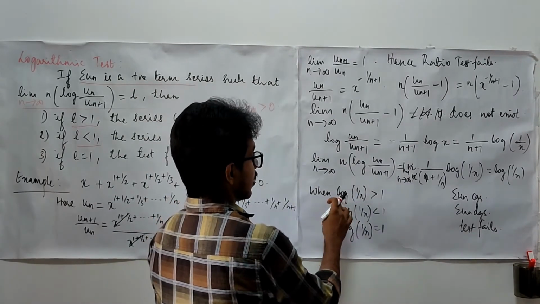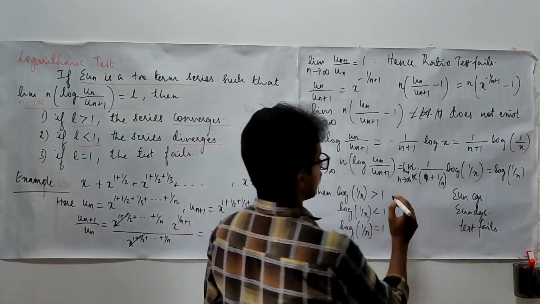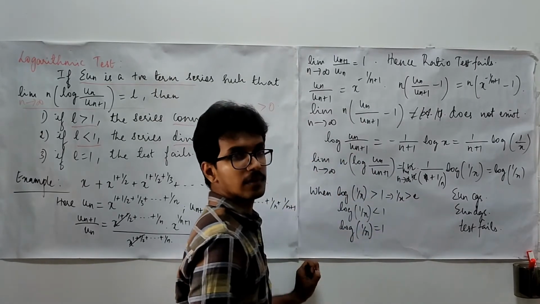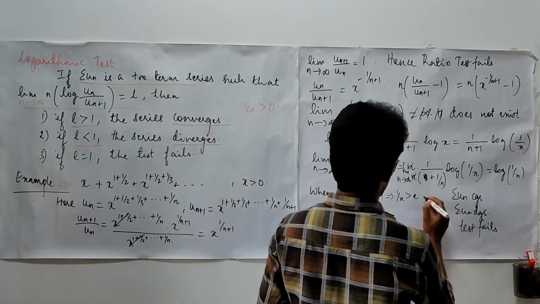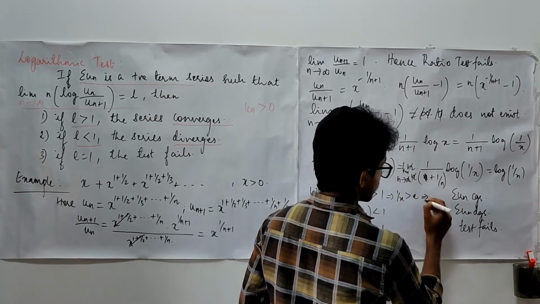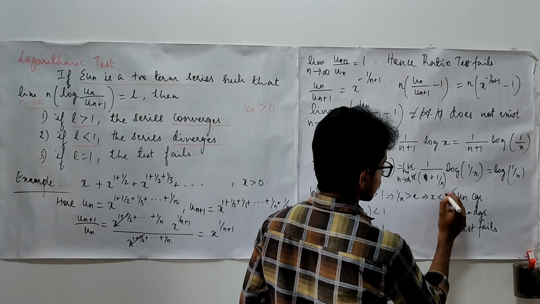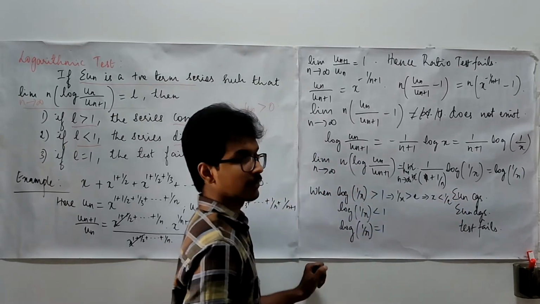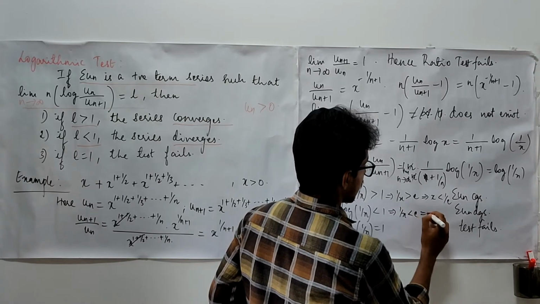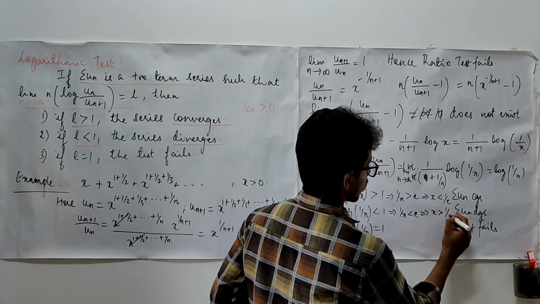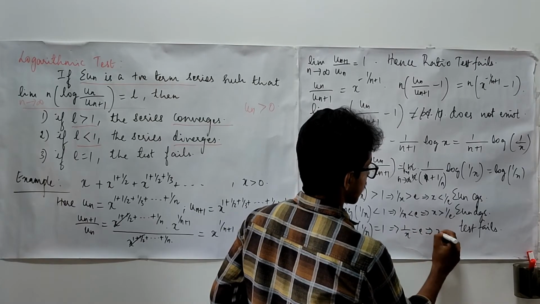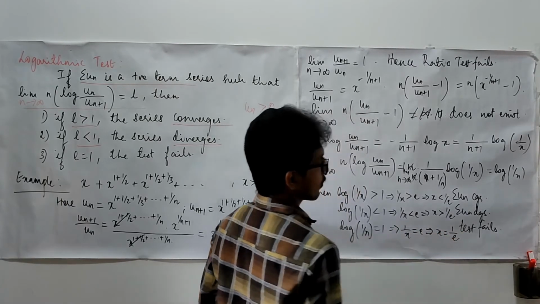Here, log 1 upon x bigger than 1 means what? 1 upon x bigger than e. When you take reciprocal, what are you going to get? Your x must be smaller than 1 upon e. Similarly, this gives you 1 upon x smaller than e, and this tells you x bigger than 1 upon e. This is 1 upon x is e, which means x is 1 upon e.